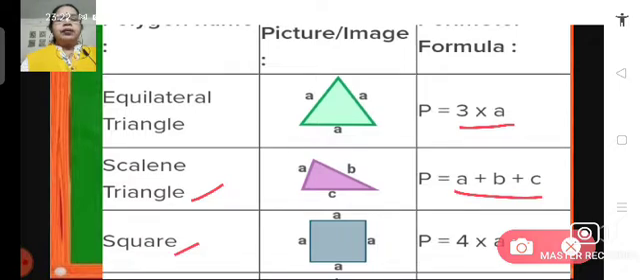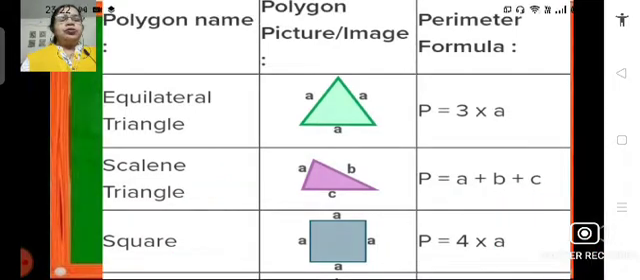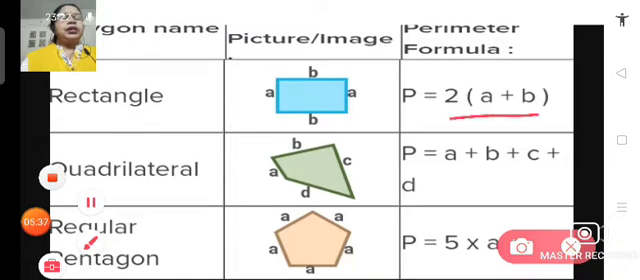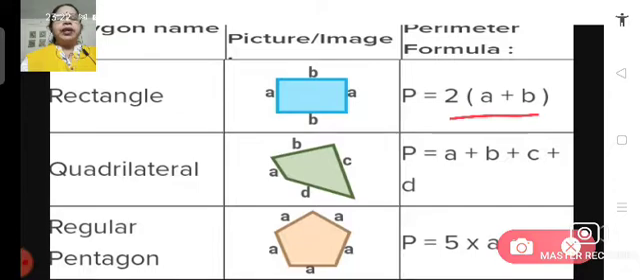What will be the perimeter of a square? It will be 4 into side. Now, what will be the perimeter of a rectangle? We use this formula, P is equal to 2 into (a plus b). That means 2 into (length plus breadth) will be the perimeter of a rectangle. And what will be the perimeter of a quadrilateral which has unequal sides? It will be equal to the sum of all its sides.